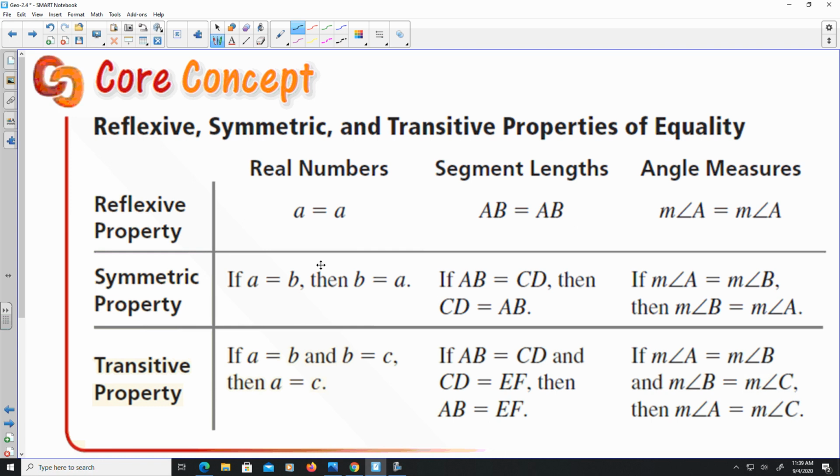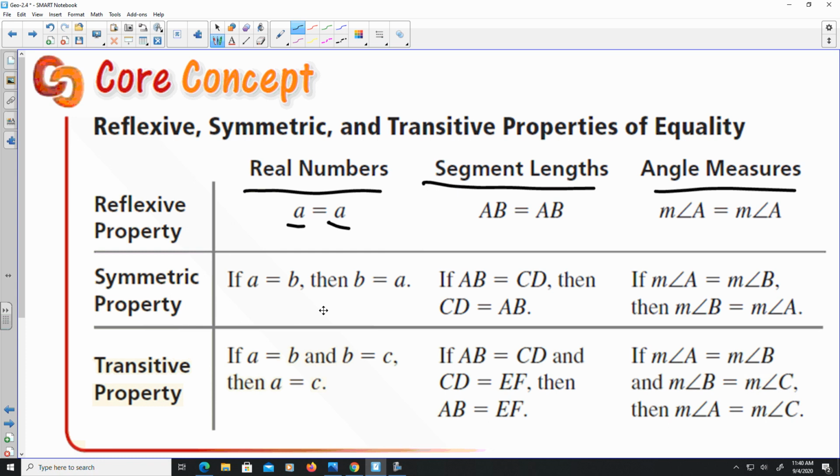Some other concepts that we're going to look at, whether it's pertaining to real numbers, segment lengths, or angle measure, are all going to be the same property. They'll just have different looks to them. So the reflexive property is some value of A equals some value of A. AB equals AB. The measurement of angle A is equal to the measurement of angle A. So they're just going to be equal to themselves.